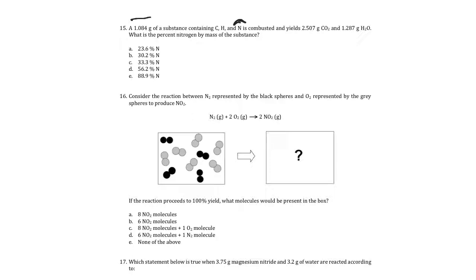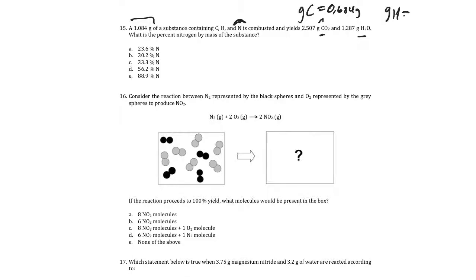So I still have a mass of a sample combusted containing C, H and N, but yields CO2 and water. So all the carbon's still CO2, all the hydrogen's still water. So I'm still trying to figure out from the percent C how many grams of carbon there are. So the grams of carbon in 2.507 grams of CO2 would be multiplying that by 12.01 divided by 44.01, which is the mass percent of carbon in CO2. So that's 0.684 grams.